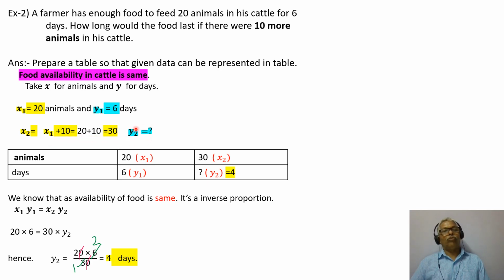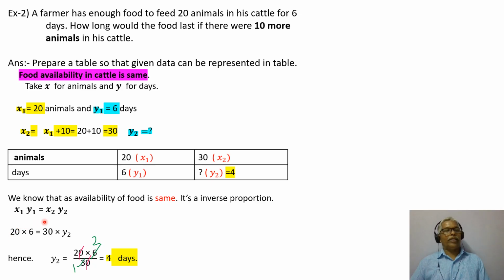When we have to find out Y2, we have this table prepared with this data. Preparation of this table is a must, because this will remove all your confusion. So animals, X1 is 20 and Y1 is 6. X2 we know is 30. We have to calculate Y2. Now we know that the availability of food is the same, so it is inverse proportion.